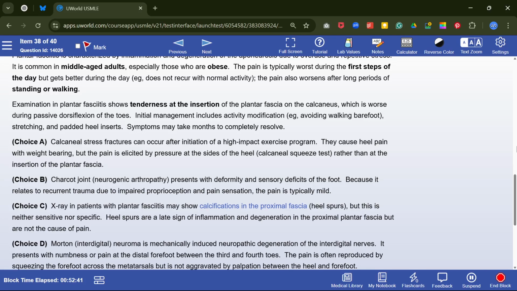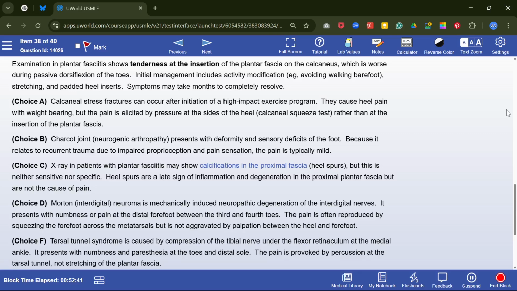So heel spurs are not the cause of pain, and Morton's neuroma is mechanically induced neuropathic degeneration of the interdigital nerve. It presents with numbness or pain at the distal forefoot between the third and fourth toe. The pain is often reproduced by squeezing the forefoot across the metatarsals, but is not aggravated by palpation between the toes.